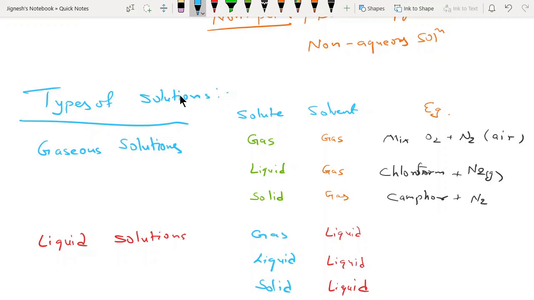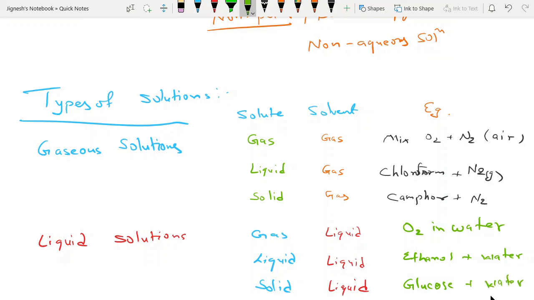Oh my dear students, now what will be the examples? The examples are very clear. What's the first one, and the most simple? O2 dissolved in water. Because of this, aquatic life is surviving. Liquid in liquid: the best example is ethanol plus water. You can take it. And here you can take anything. I am taking my favorite, glucose plus water, and very essential, it's called glucose water. So this is the second type.